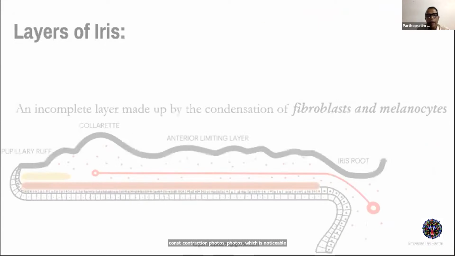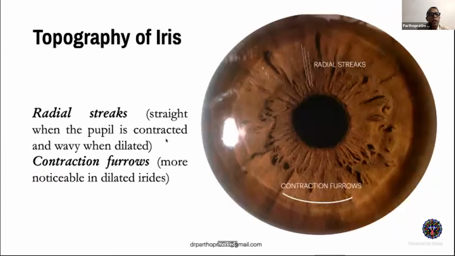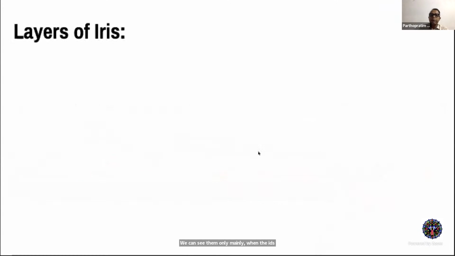You can see here, I have marked with the line diagram which one is the radial. These are the radial streaks you can see here. And these are the contraction furrows. You can see here one more. So these are the contraction furrows. We can see them only mainly when the iris pupil is not dilated.